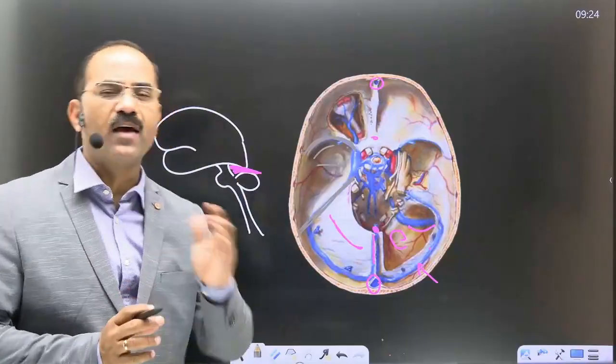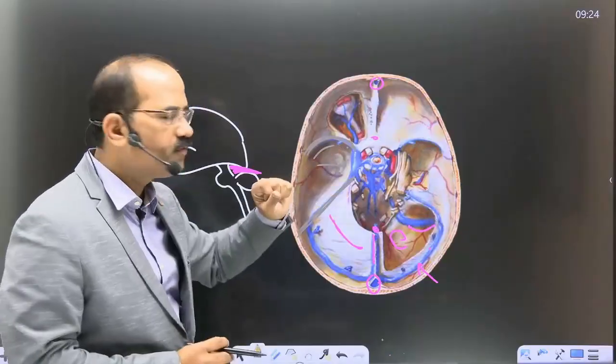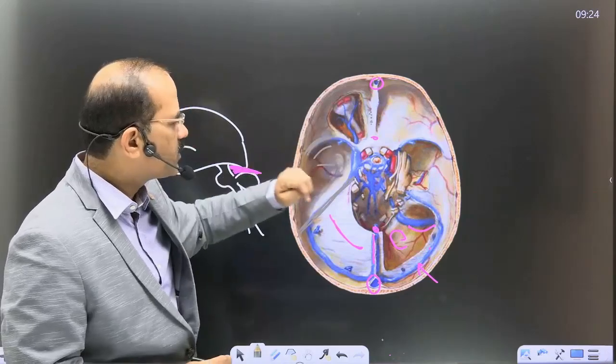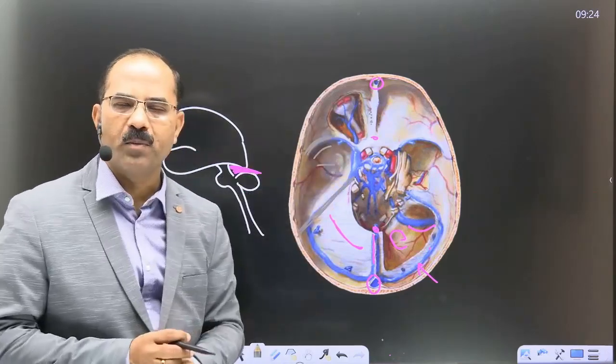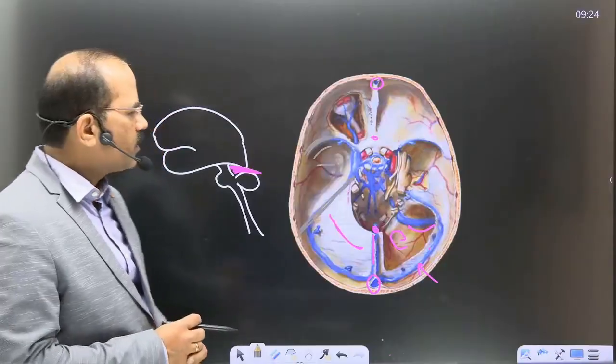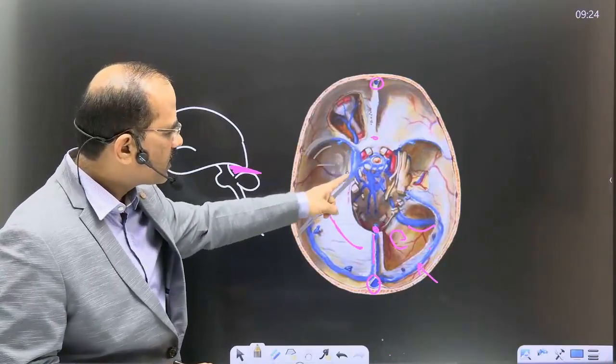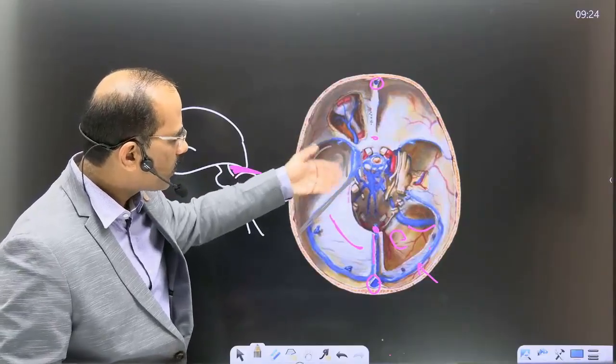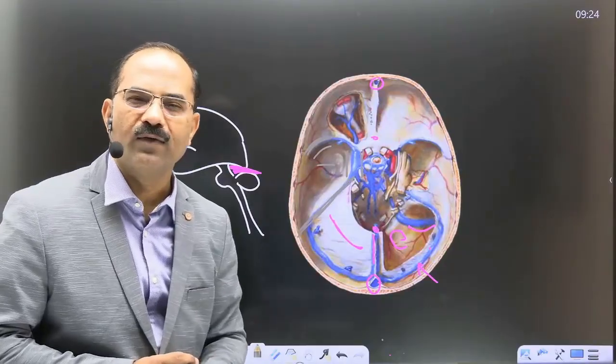Right, so where is the cavernous sinus located? In the middle cranial fossa. What is the extent of the cavernous sinus? It extends from the lesser wing of sphenoid to the petrous part of temporal bone. Right, so what is this wall of the cavernous sinus? Lateral wall. What is this wall? Medial wall. Above is the roof and below is the floor of the cavernous sinus.